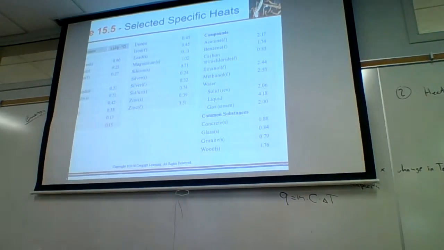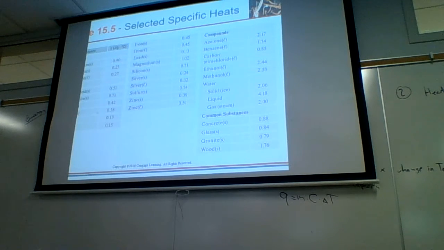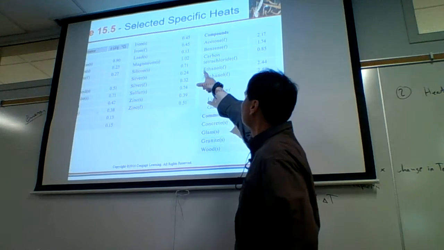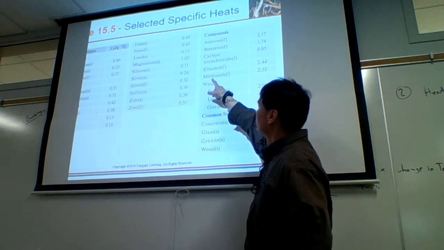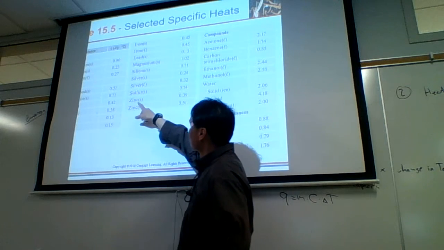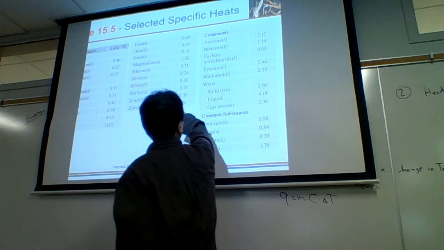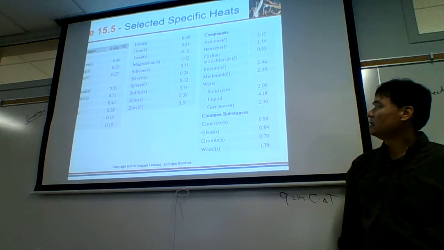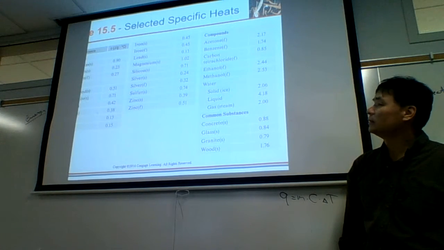Okay, these are the numbers for specific heat here. Cropped, but you can see iron. Iron is 0.45. If you look at these, these are metals here, a lot of metals. The metals are typically pretty low. What has the highest specific heat here? What has the lowest specific heat?